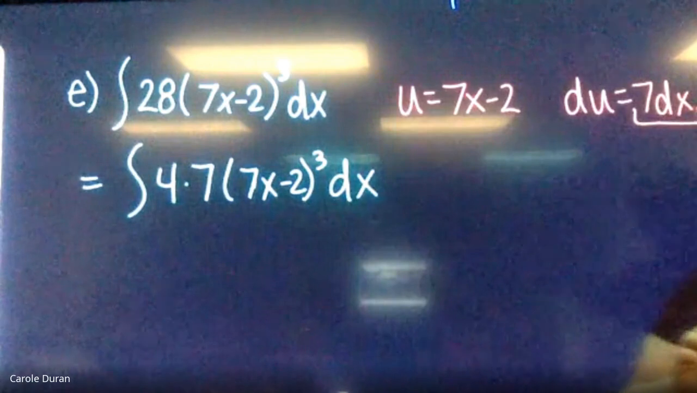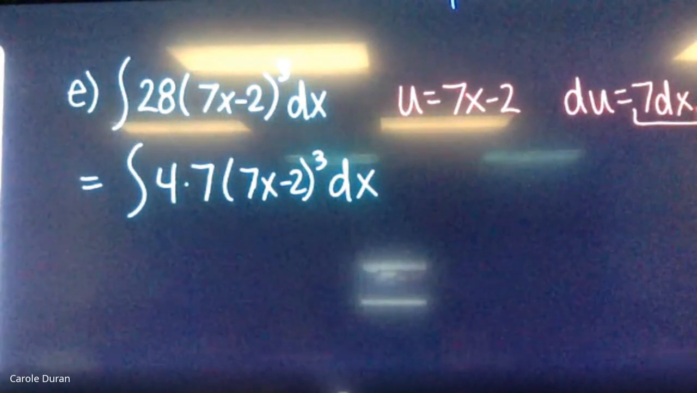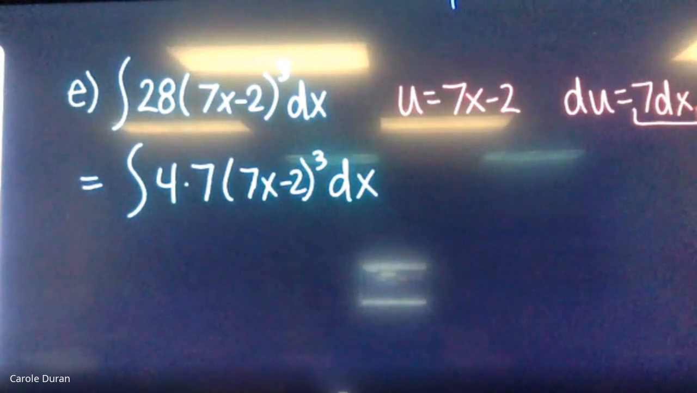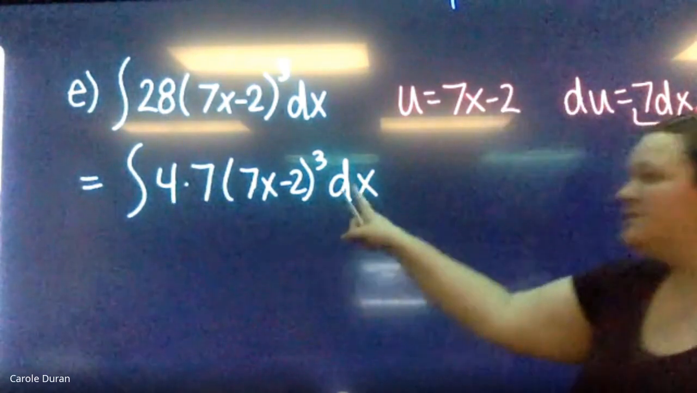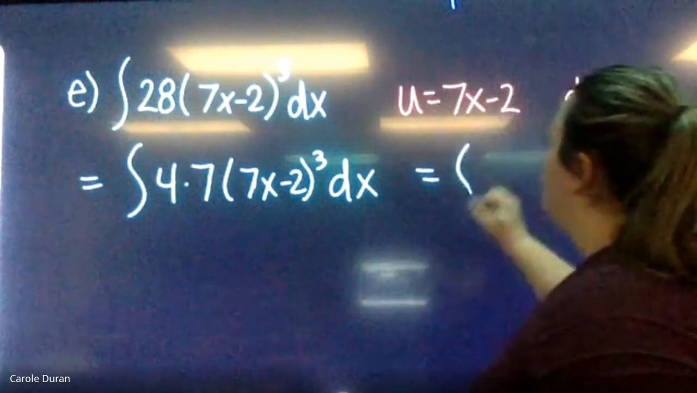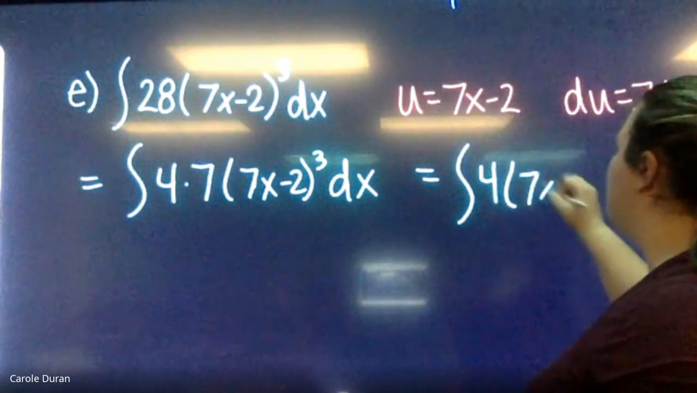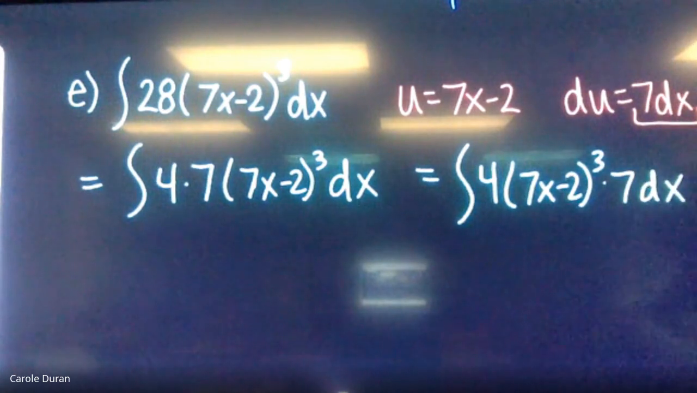Why are you making extra steps? Can we change 7 now? Yes, you can move the 7 now. I do extra steps in case anybody's confused. So I separated 28 into 4 times 7, which will allow me to move the 7 down here with the dx so it matches my du. So this becomes 4 times the parentheses (7x minus 2) cubed times 7 dx.